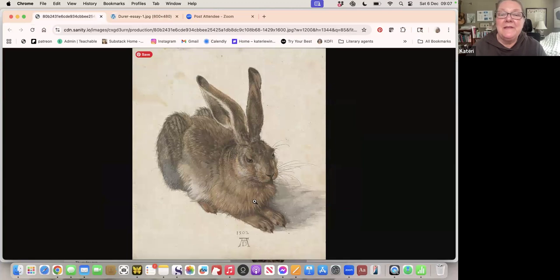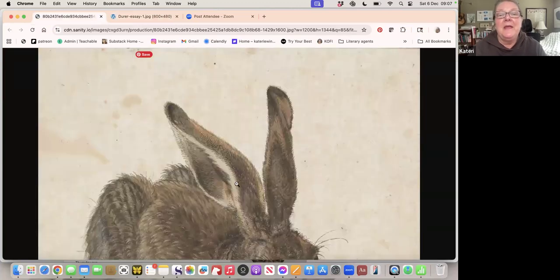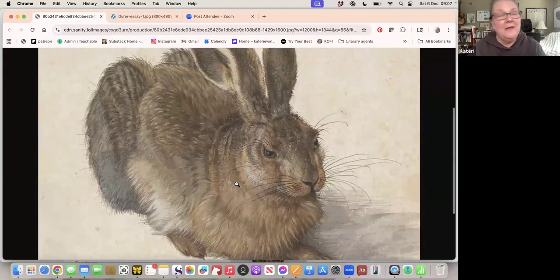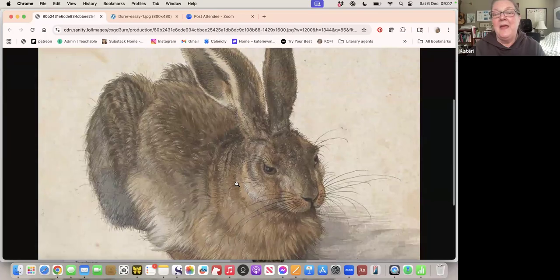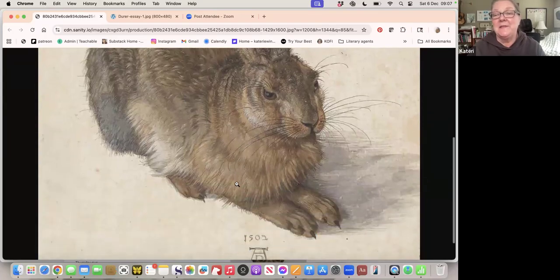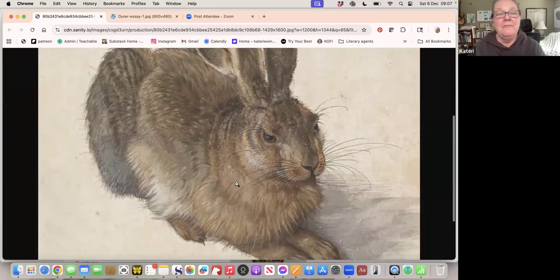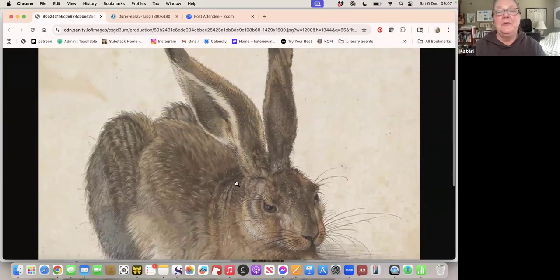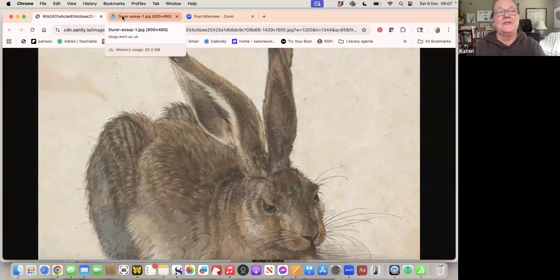If you really study this drawing, you will notice that nothing is careless, right? There is great attention to every detail of this hair, and it's quite exquisite. This is probably one of the finest drawings that I've ever seen. It is truly beautiful. They only bring it out every few years, I think, for viewing because it's so fragile.